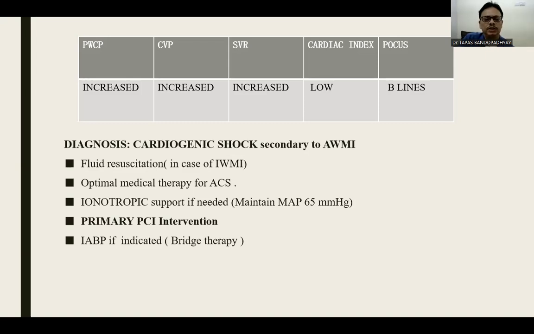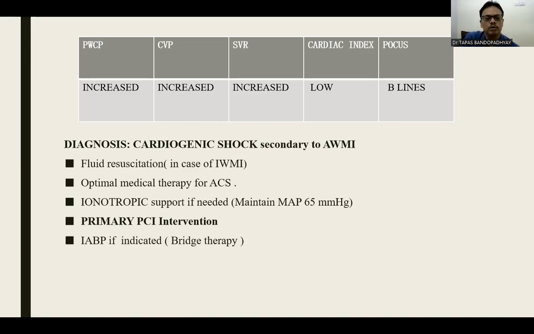So how do we manage this patient? Fluid resuscitation is required only in some patients, not in this patient, but you should keep in mind that whenever you come across a patient with cardiogenic shock, you should always take the right-sided ECG leads in the chest, to rule out inferior MI or RVMI that may produce hypotension, and that requires fluid resuscitation. Now, in this patient, optimal medical therapy was started, including heparin, aspirin, clopidogrel, and other supportive therapy like inotropes. So we need to give inotropes because the blood pressure was very low, mean arterial pressure was low.